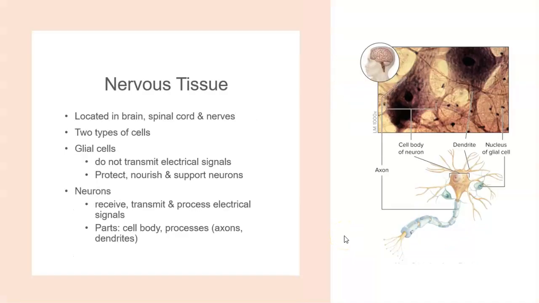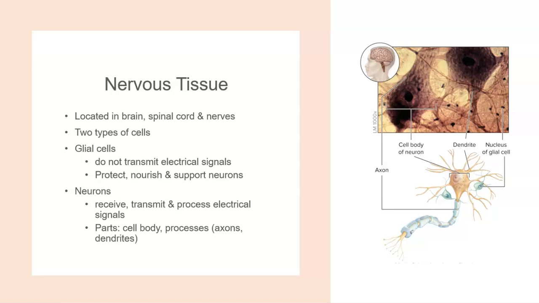And since we only have one slide on nervous tissue, again, you're going to get several chapters on this later in the semester. We're just going to throw this in here with muscle rather than doing a whole video on one slide. So nervous tissue is our fourth category. It's located in the brain, the spinal cord, and the nerves that run to and from the brain and spinal cord and the body. We have two types of cells.